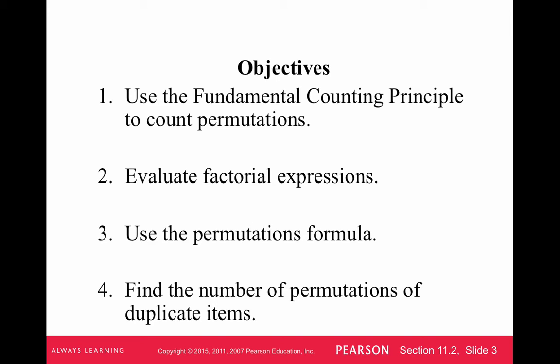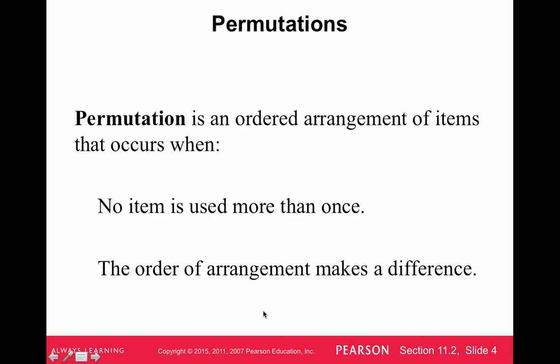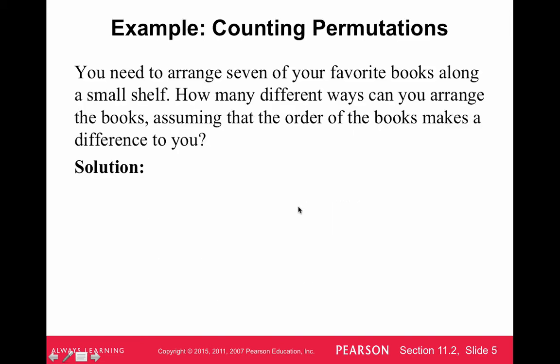Second objective is we'll evaluate factorial expressions, which will help us understand and use the permutation formula. And then we're going to do some examples with permutations. So, permutation. The big thing with permutation is an ordered arrangement of items. That occurs when no item is used more than once. So that's a key thing. You cannot select anything again. And the order of the arrangement makes a difference. Okay, so the order matters is what I say.